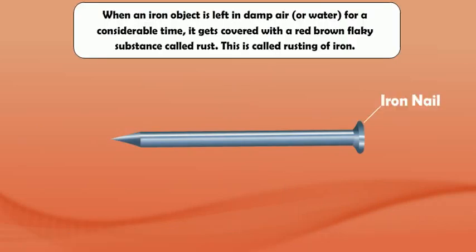Rusting of iron. When an iron object is left in damp air or water for a considerable time, it gets covered with a red-brown flaky substance called rust. This is called rusting of iron.